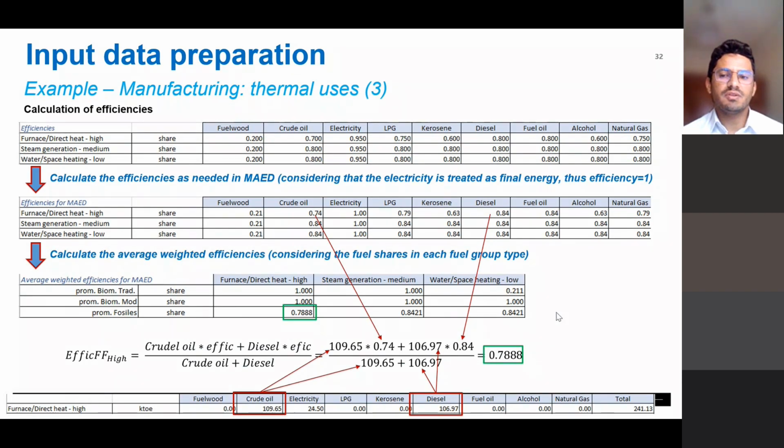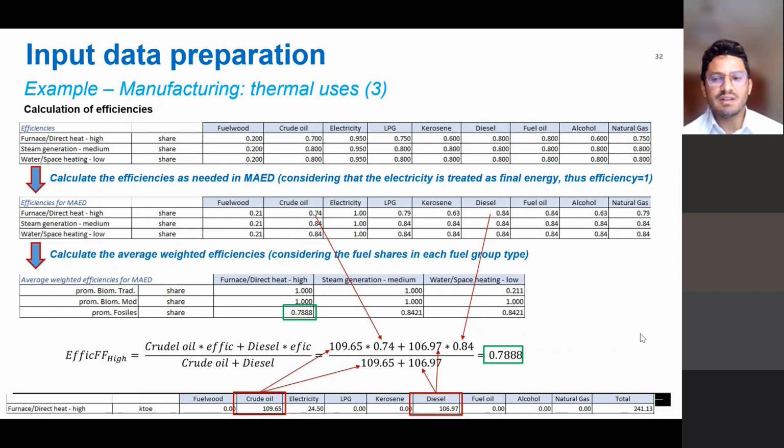Okay, at this level, we will introduce efficiencies to convert final to useful energy. Each fuel or each energy form has its own efficiency. And then we will calculate the average weighted efficiencies considering the fuel share in each fuel group type. For example, in the category of fossil fuels, we have crude oil and we have diesel. The efficiency of crude oil is about 74%, and the one of diesel is 84%. So we have two efficiencies of two different fossil fuels.